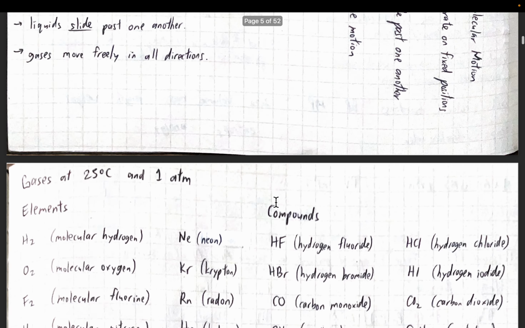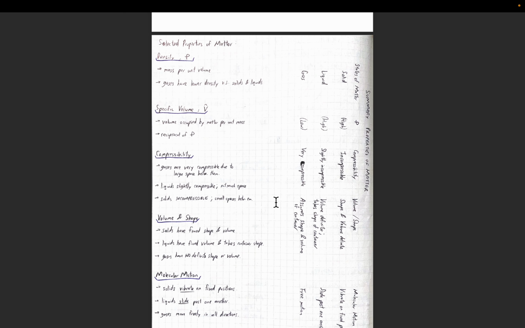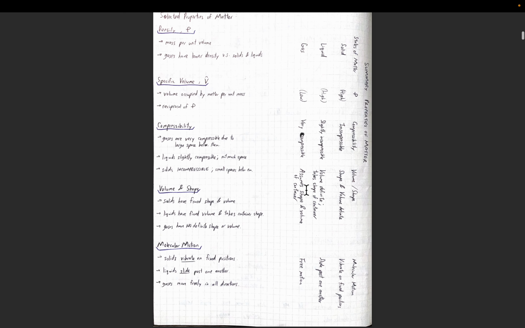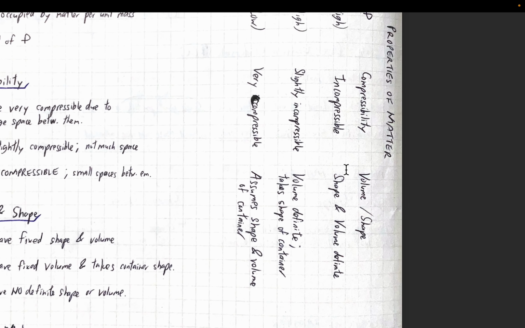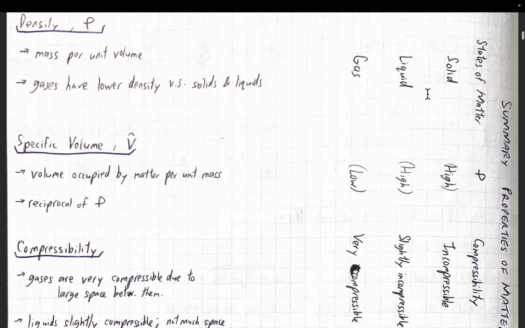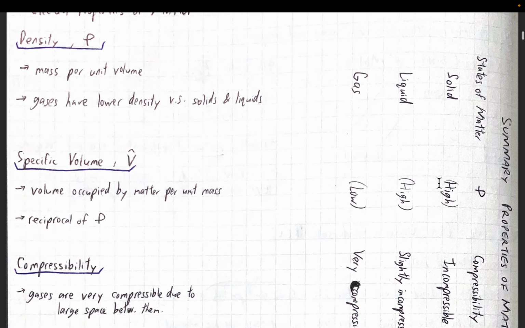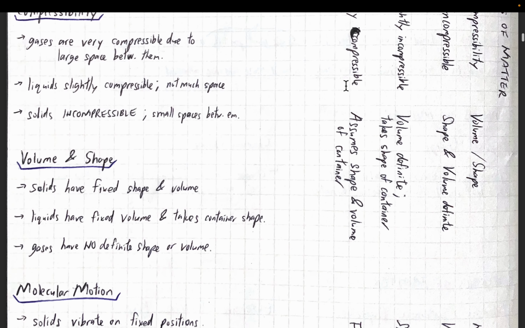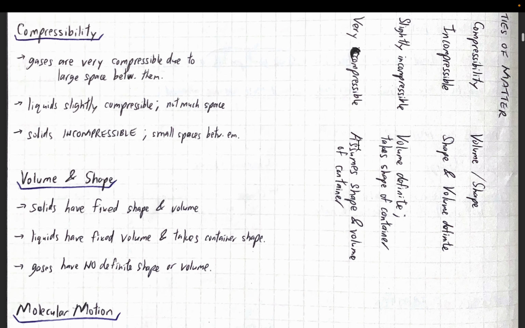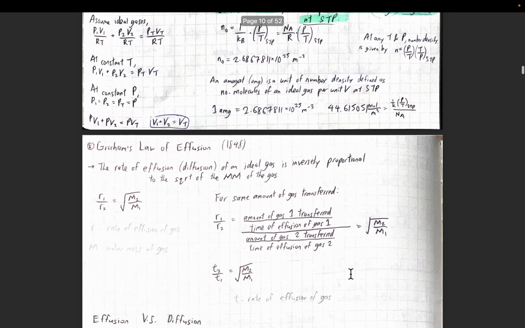Unfortunately, it's going to be hard to read from where you are, but it's basically this. For liquid and gas, for liquid, the volume is definite. It takes the shape of the container. And for gas, it assumes the shape and volume of the container. So that's where we got the idea from.